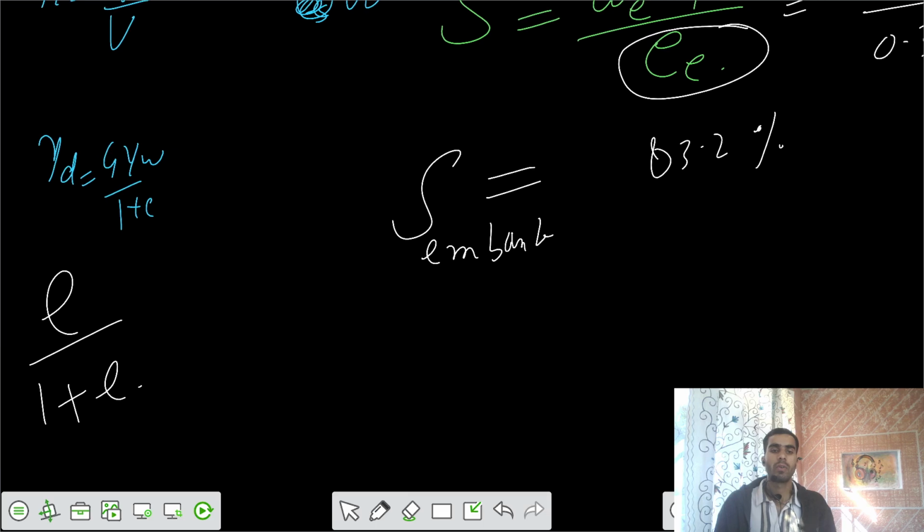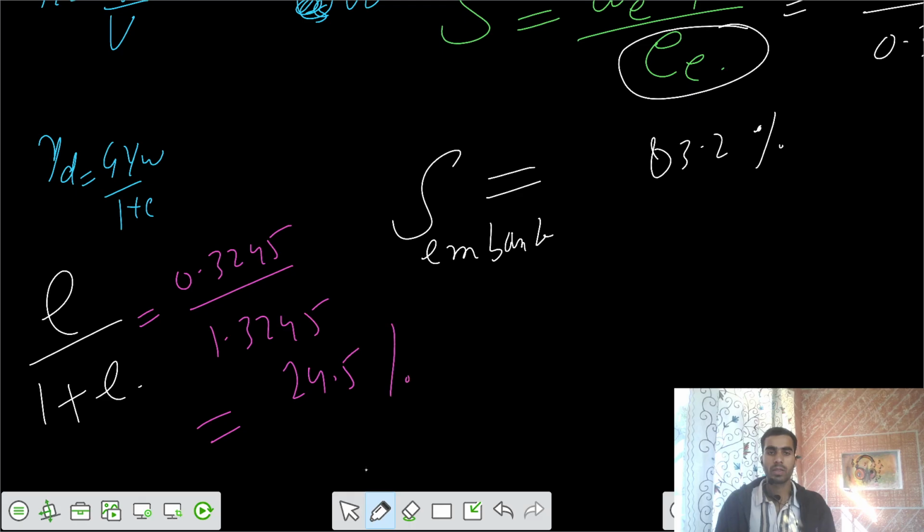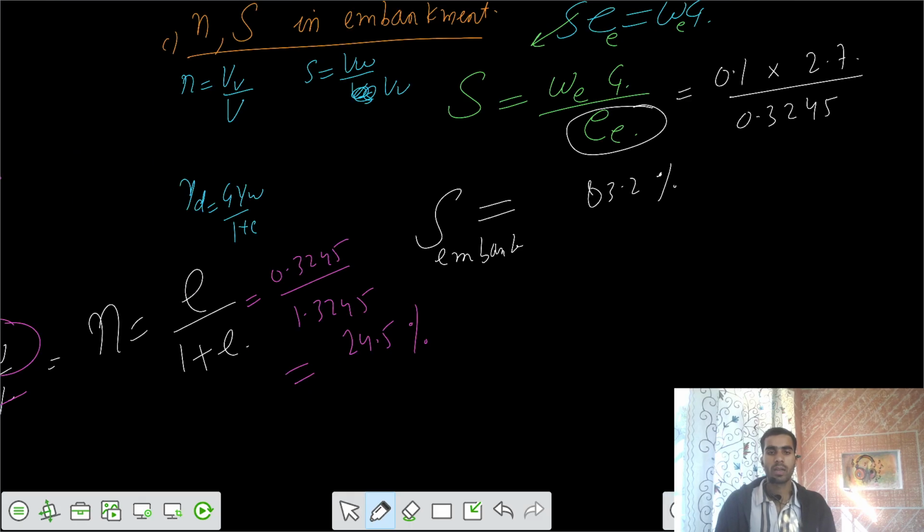So let's substitute the value of e: 0.3245 divided by 1.3245. So that porosity is 24.5% when you multiply by 100. 24.5%. Okay. Let's go for the final problem of this lecture, the final part of the final problem we can say. Problem 9 of this lecture.